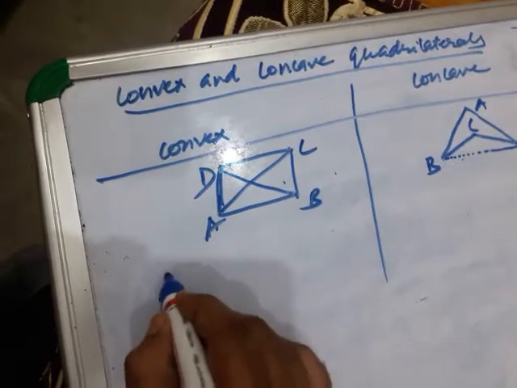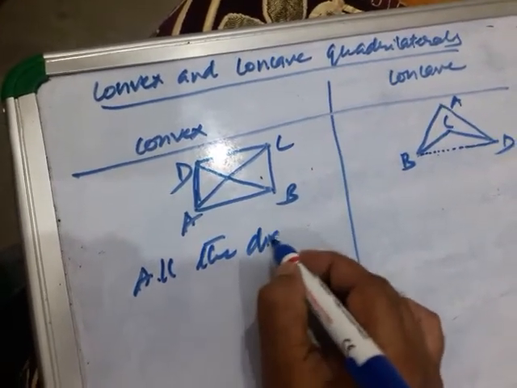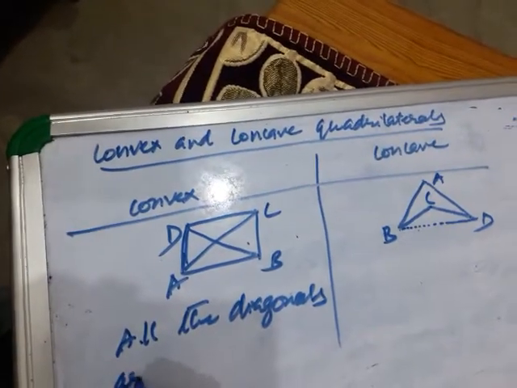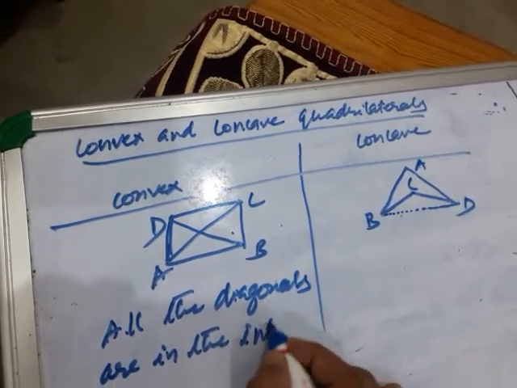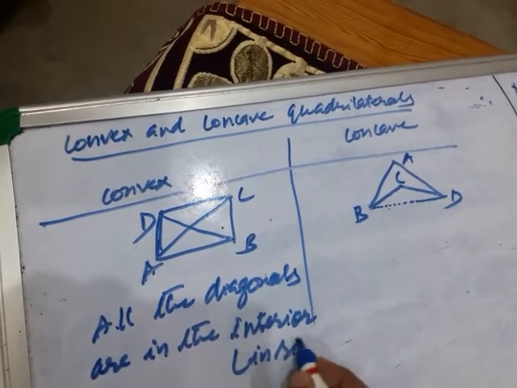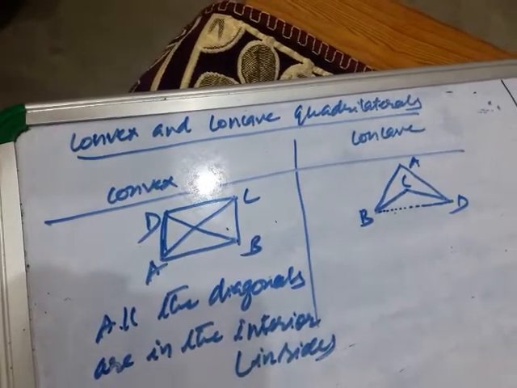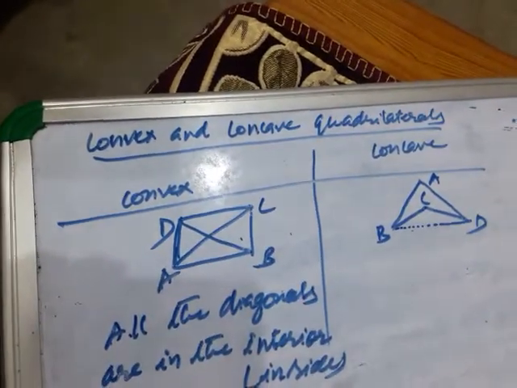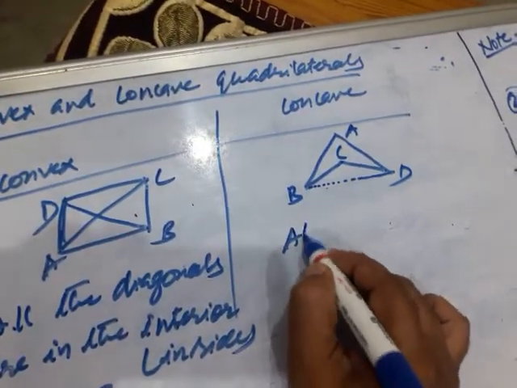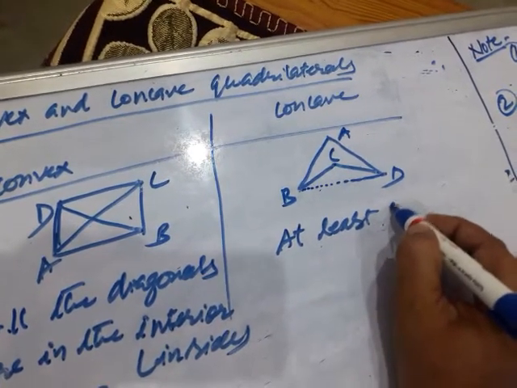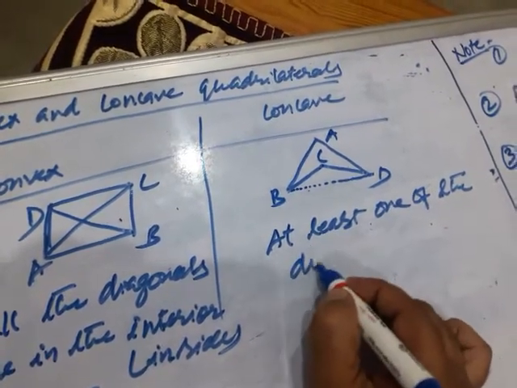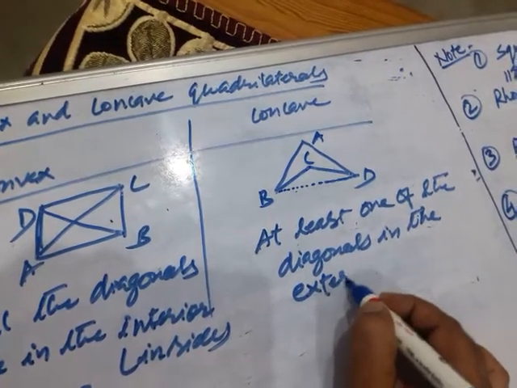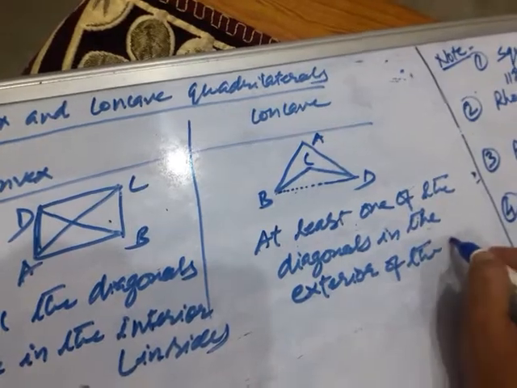Here all the diagonals are inside the quadrilateral. Here all the diagonals are in the interior. Interior means inside. Okay, children, all the diagonals are in the interior, that is inside of the quadrilateral. Clear? Such types of quadrilateral are known as convex quadrilateral. Here at least one of the diagonals is in the exterior of the quadrilateral.